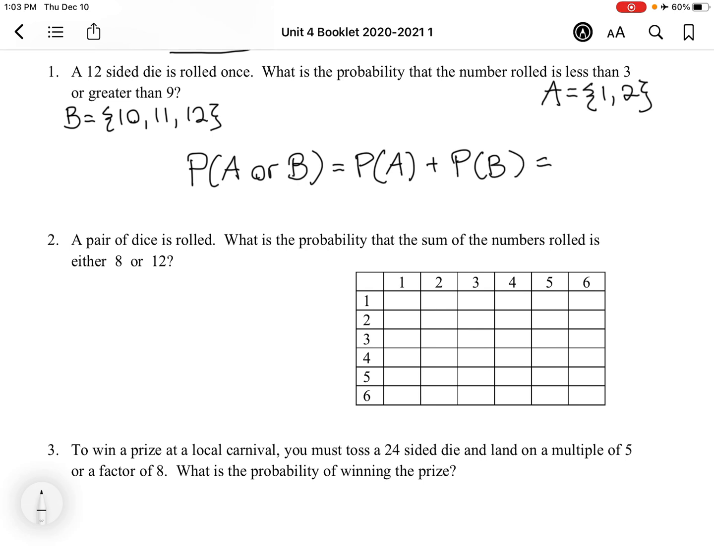Okay, so that's here. If there's a 12-sided die, the probability of getting a 1 or a 2 is 2 over 12, that's P(A), plus number greater than 9, there's 3 numbers greater than 9, so 3 over 12. So altogether, that is 5 over 12. Okay. All right, number 2, a pair of dice is rolled. What's the probability that the sum of the numbers rolled is either 8 or 12?